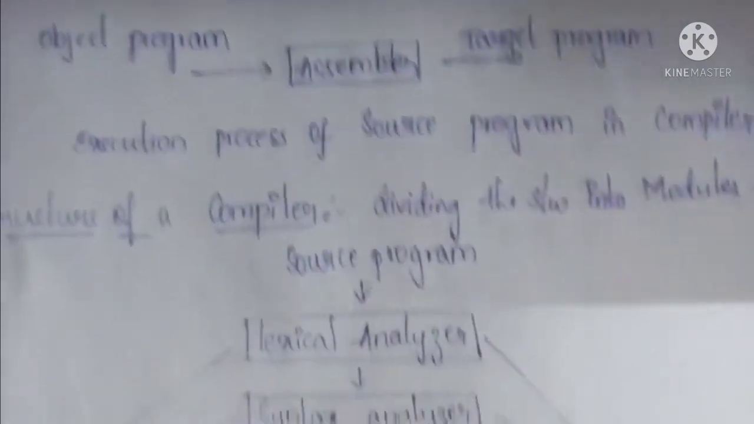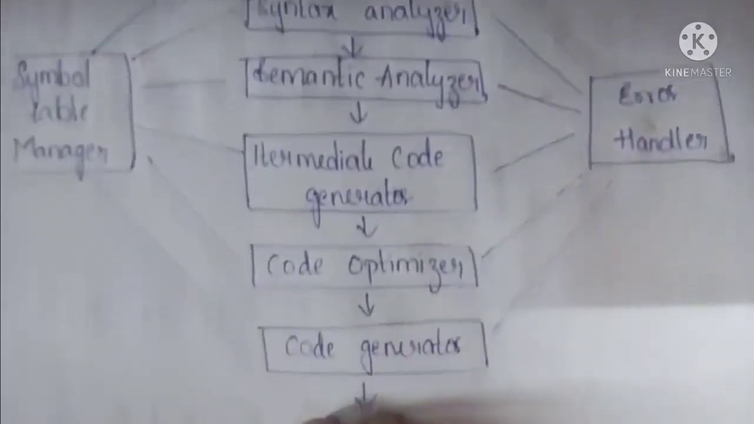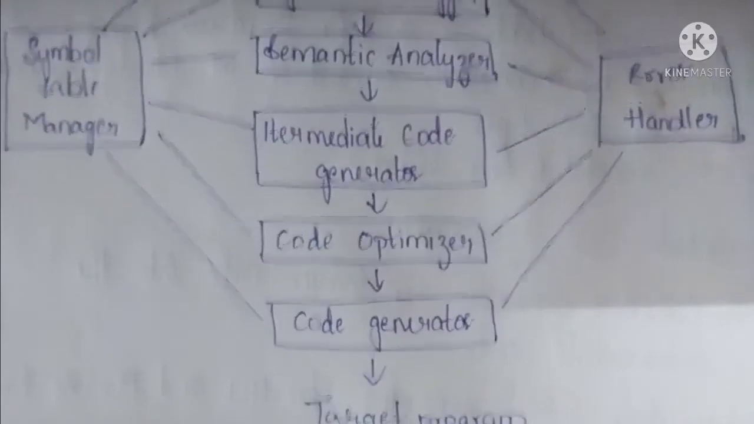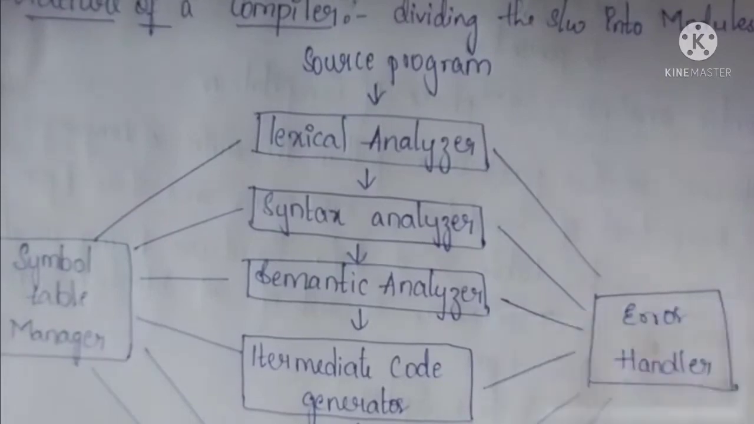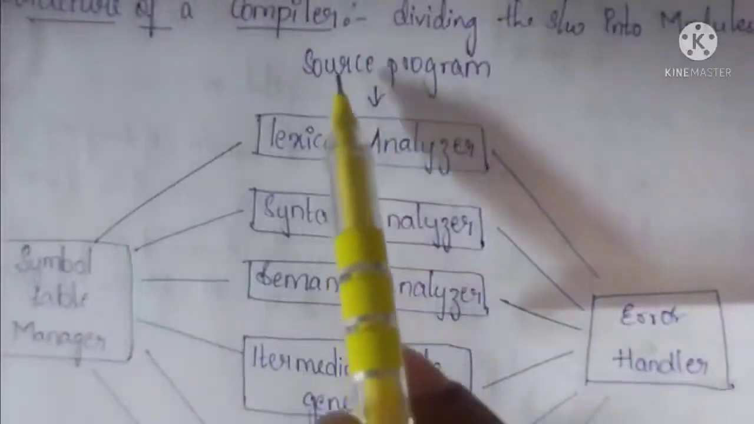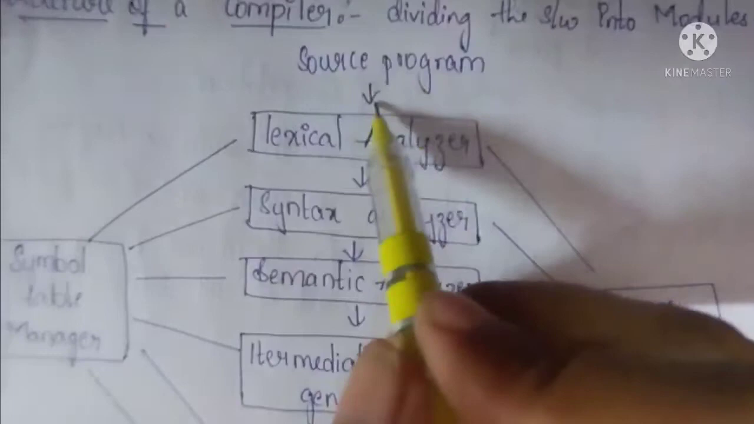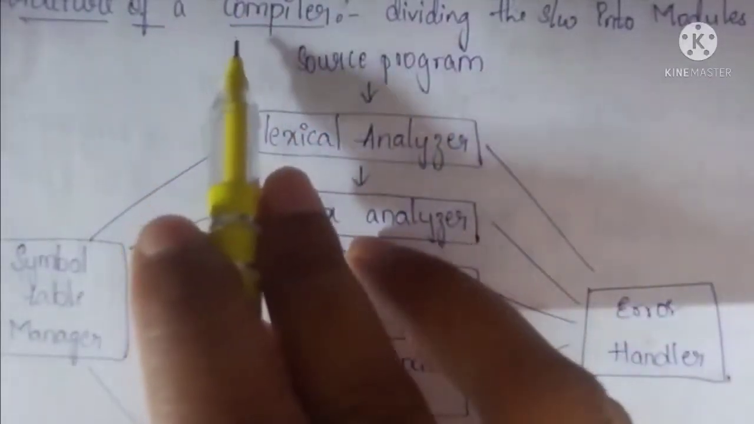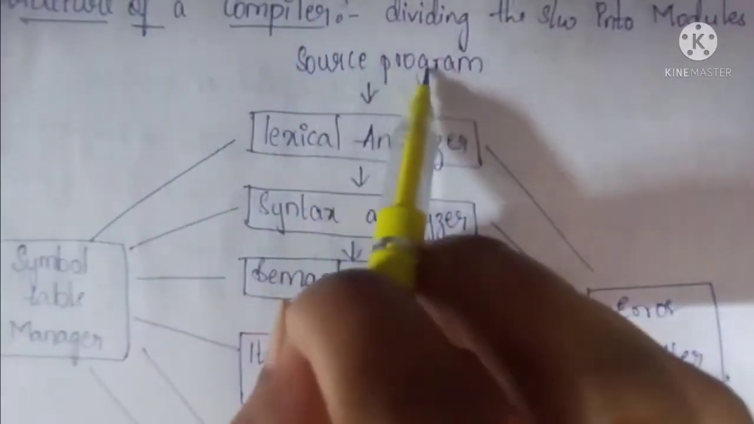See here, these are the 6 steps where we are going to write the structure of a compiler. I'll explain one by one. First, the first one is the source program. This is an input for any compiler. If you want to generate the compiler, first we need one high level program to convert into machine language. So the source program is an input.